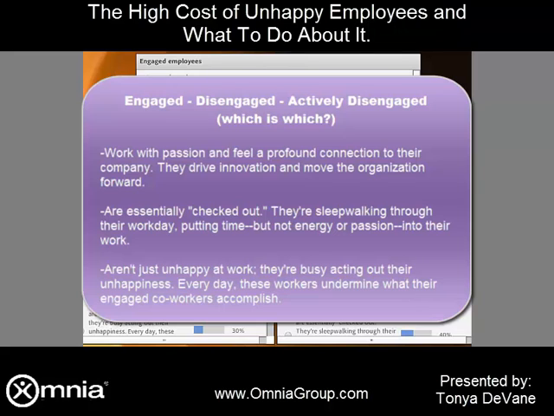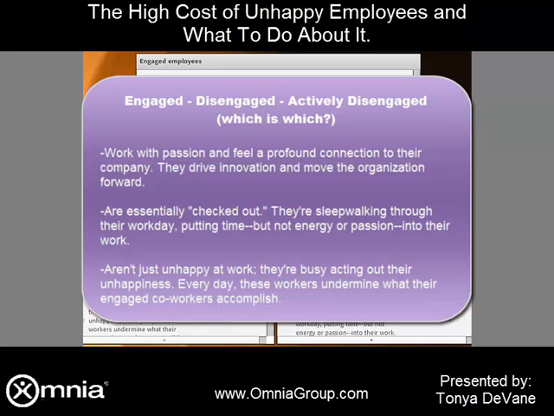Because right now, we probably have some employees in our organization that are not engaged. And we have a 70-30 split in regards to the not engaged. So 70% of you were absolutely correct. Not engaged employees are essentially checked out. They're sleepwalking through their day, putting time but not energy or passion into their work. So that's the not engaged.